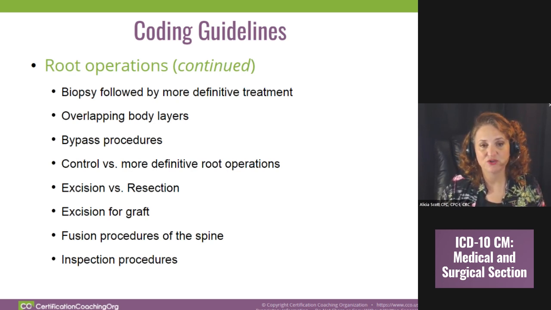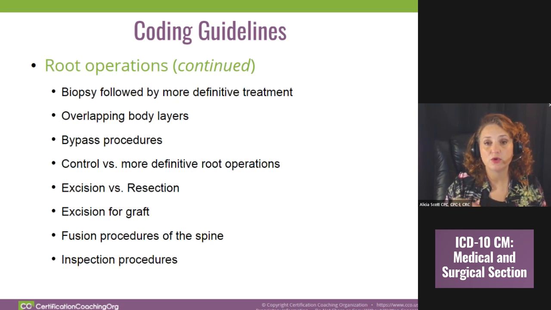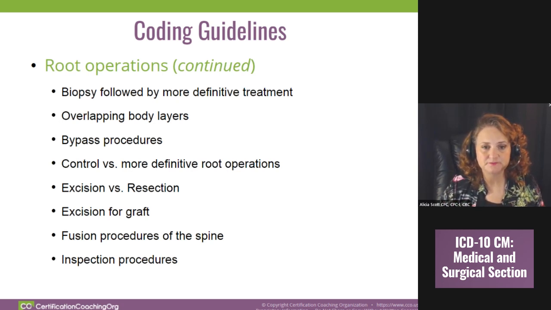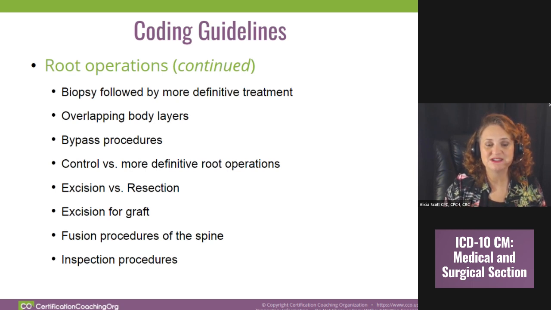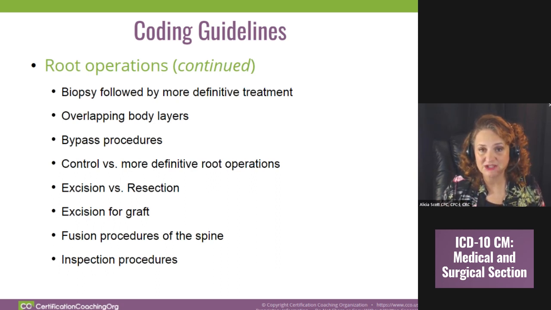Overlapping body layers. If we're doing a procedure and it is going to encompass more of an area, so we have multiple sites, you'll see that used. Bypass procedures, control versus more definitive root operation. So if we're going to control bleeding, or we're going to actually do something else that's more definitive. Excision versus resection, specific guidelines that define those, because in the root operations, remember, it's the outcome. And an excision and a resection in CPT are pretty much synonymous, but not with PCS. They each have a specific definition.